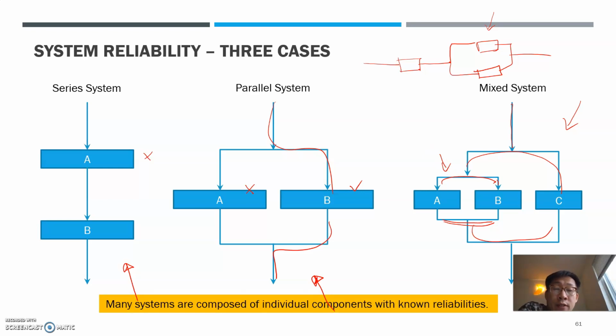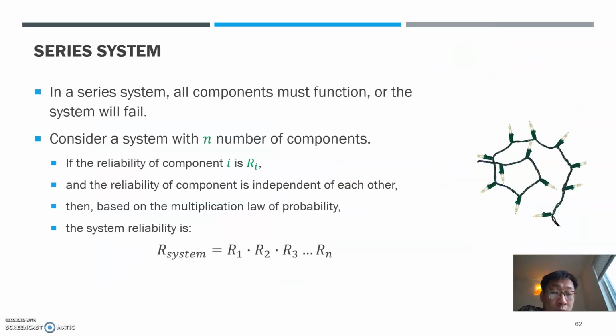But anyway, we have learned how to calculate the reliability of each of those components. Now what I'm saying is we need to combine these individual component reliabilities to come up with a system reliability. So let's consider the series system first. Again, all of them have to function at the same time, right?